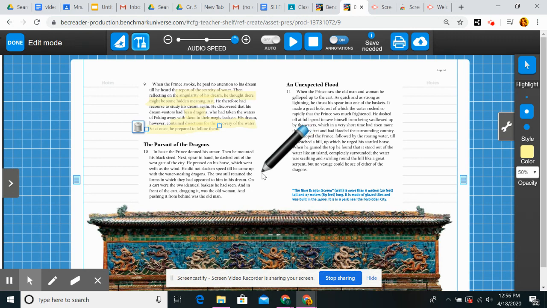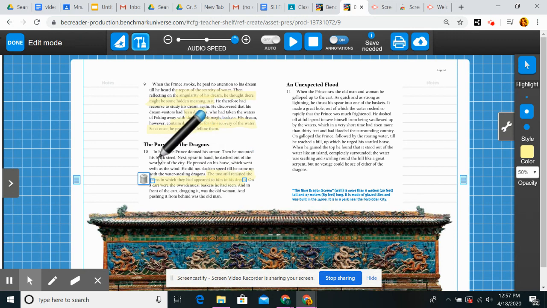The 2 still retained the forms in which they had appeared to him in his dream, which basically means they still appeared to him as an old woman and an old man. They had not transformed back into dragons. On a cart were 2 identical baskets he had seen, and in front of the cart, dragging it, was the old woman, and pushing it from behind was the old man.